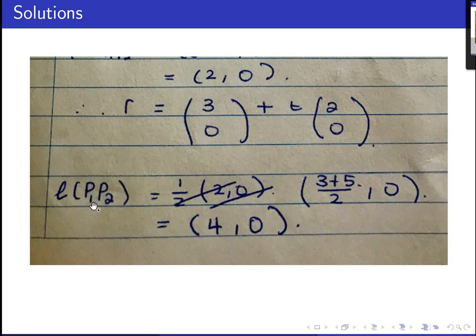And then the midpoint of this line P1, P2 will just be 3 plus 5 over 2, right? And 0 plus 0 over 2, which will just be 0. I don't know if you still remember how to find the midpoint, which will be x1 plus x2 over 2, and y1 plus y2 over 2. That's what we did. So we get (4, 0), which is the midpoint of the 2 points.